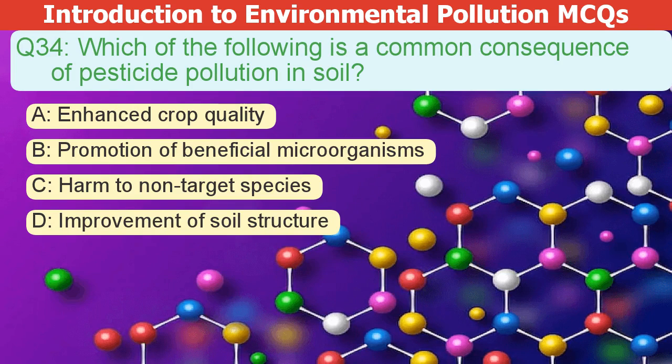Which of the following is a common consequence of pesticide pollution in soil? A. Enhanced crop quality. B. Promotion of beneficial microorganisms. C. Harm to non-target species. D. Improvement of soil structure.